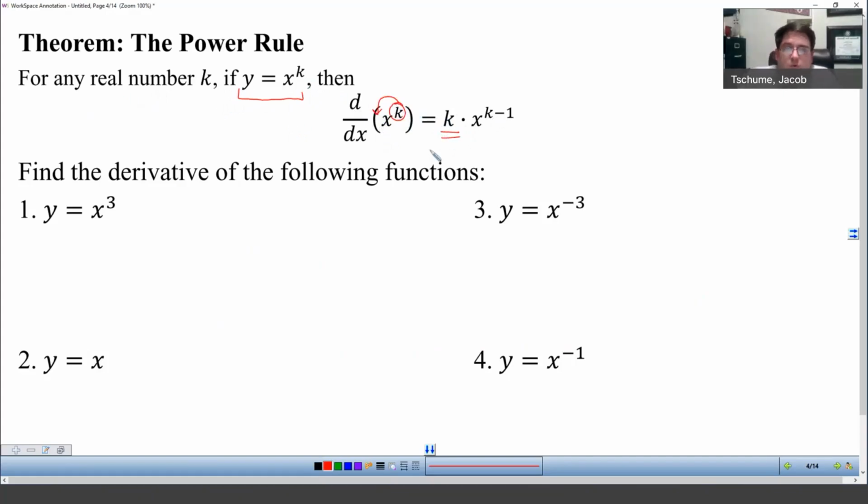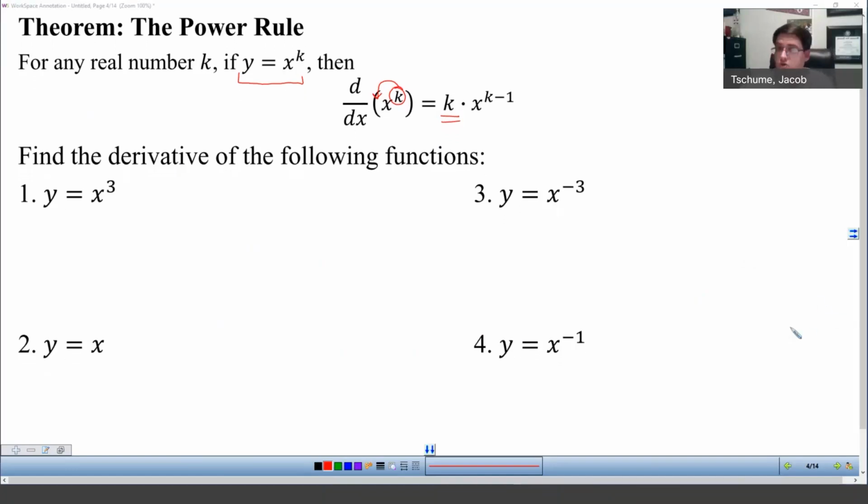When you do the power rule, you're going to bring your power to the front, and then you're going to leave the x alone, and you're going to subtract 1 from the power. Learning this rule will allow us to do derivatives 100 times faster and allow us to move into more application stuff throughout the rest of this semester. So, for example, here are 4 problems that we can take the derivative of using the power rule. Let's go over each one of these together.